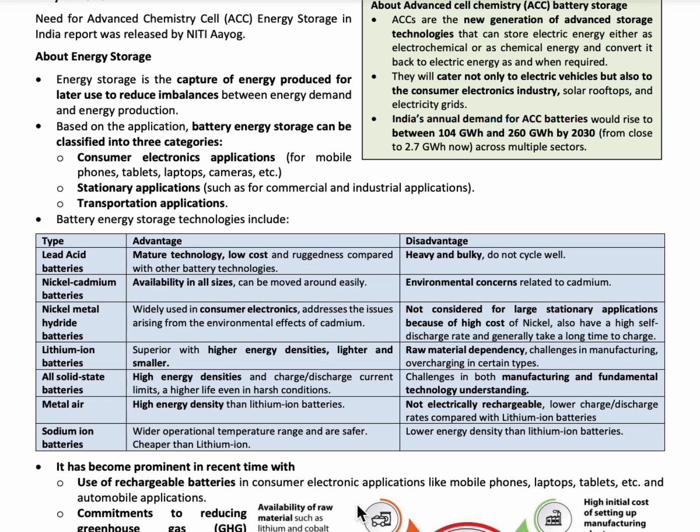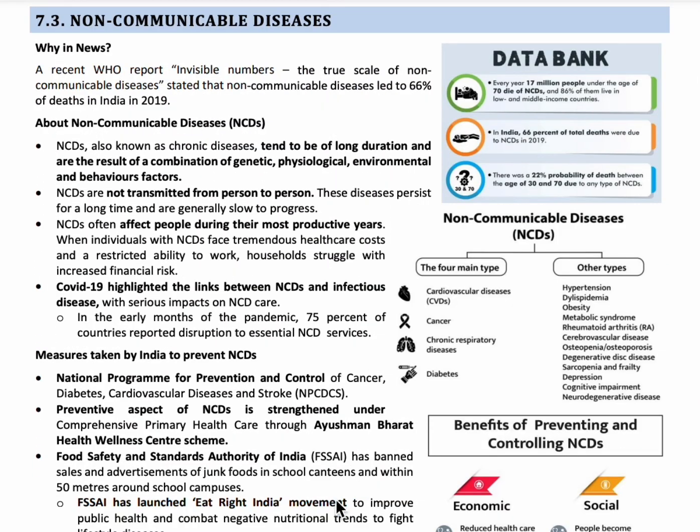Next topic is non-communicable diseases. These diseases last for a long duration and are also called chronic diseases. Cancer, cardiovascular diseases, chronic respiratory diseases, and diabetes are examples of non-communicable diseases. As per the World Health Organization report called Invisible Numbers, the true scale of non-communicable diseases, non-communicable disease led to 66% of deaths in India in 2019.